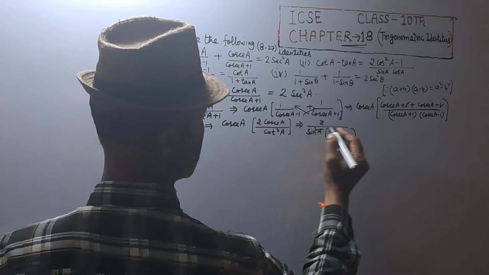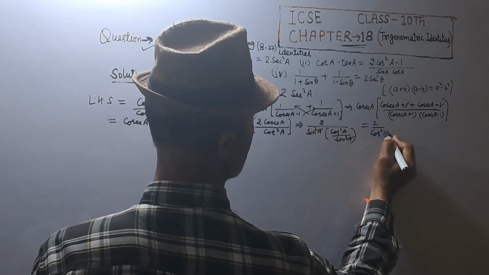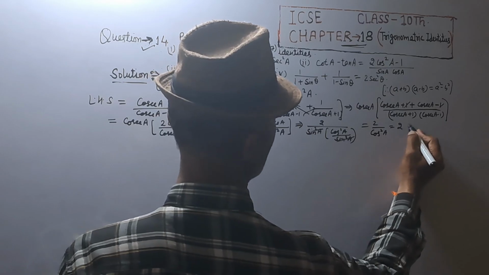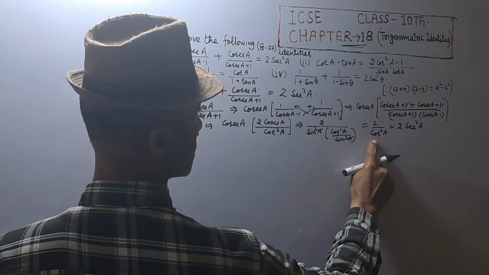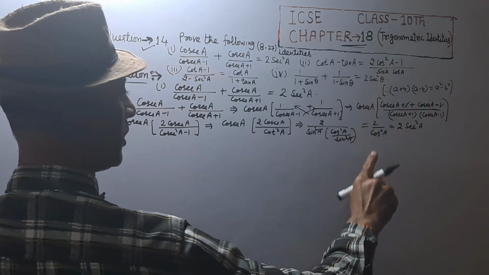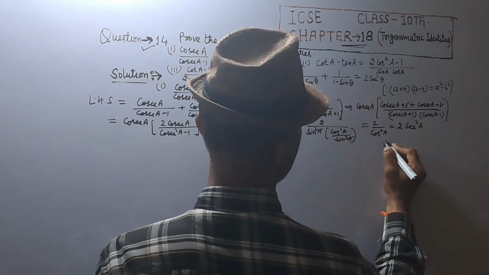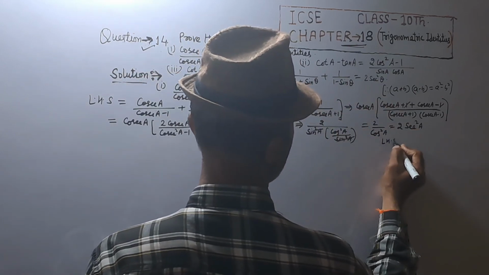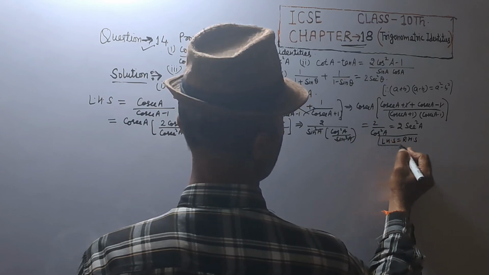Sin square is cancelled, and we get 2 upon cos square A, that is equal to 2 secant square A. 1 upon cos square A is equal to secant square A, so 2 upon cos square A will be 2 secant square A, and it's our right hand side. So left hand side is equal to right hand side.